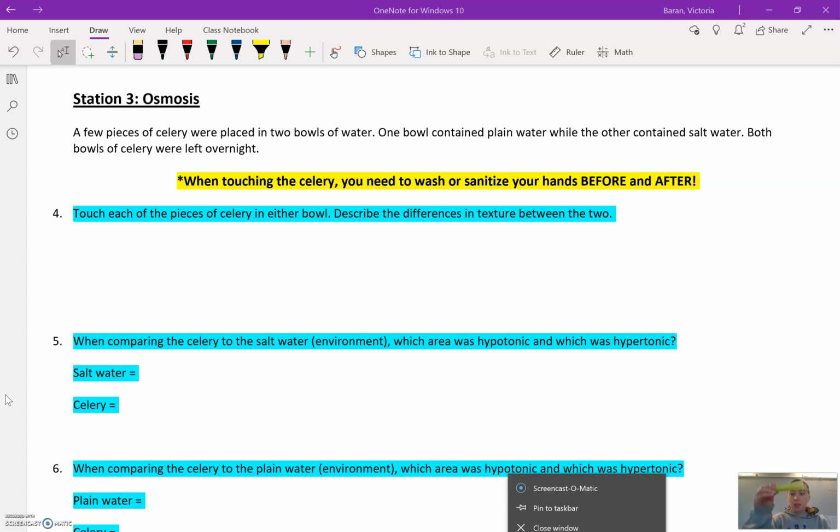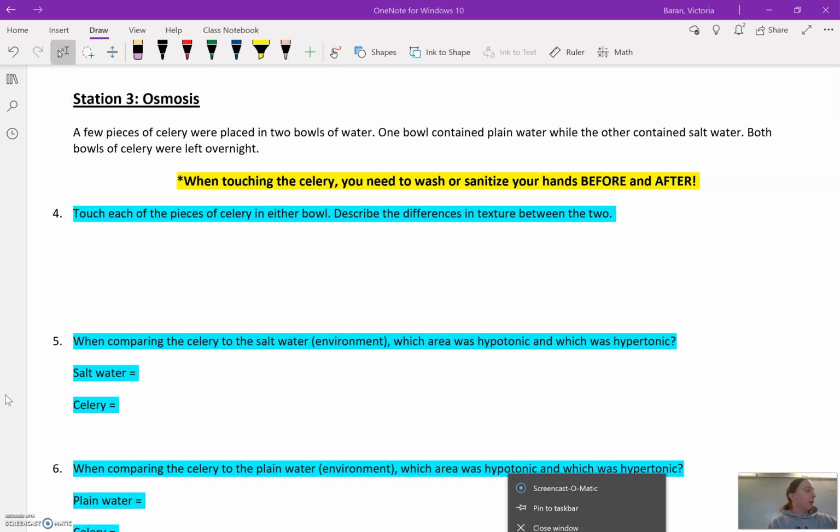All right, so here is my celery that was just sitting in plain water overnight, okay? It's pretty firm. If I try to bend this, really crisp, okay? So that's my one that was sitting in water overnight. It's very firm, very crisp, kind of what you would expect if you leave a vegetable soaking in water overnight.